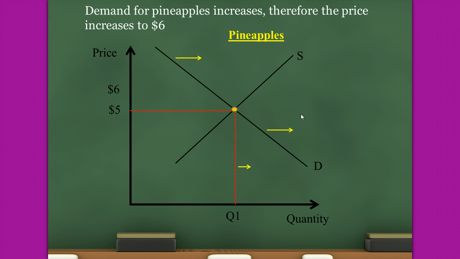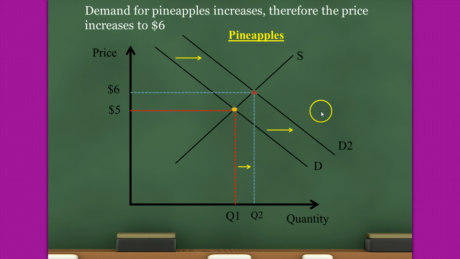Demand is changing. We have a new demand curve, which moves to the right because demand has increased for our pineapples. When we find our equilibrium point, $6 is now our new price of pineapples, and this is the new quantity at our new equilibrium point. So suppliers are willing to supply at quantity 2, and consumers are willing to pay $6 for their pineapples right here.